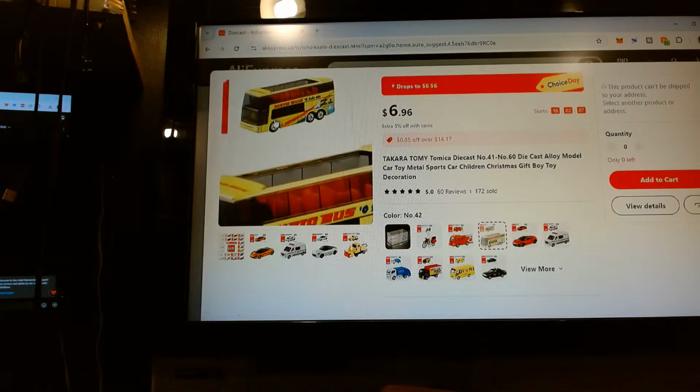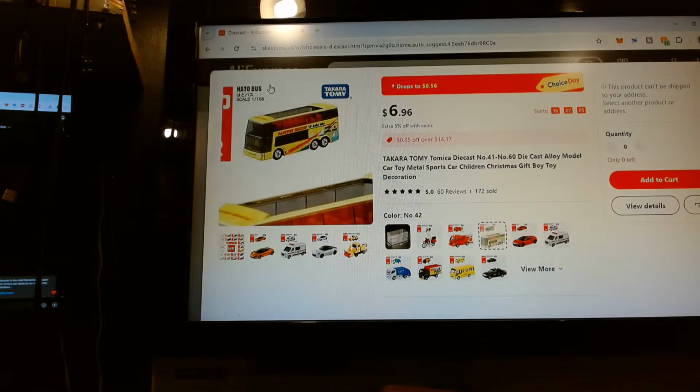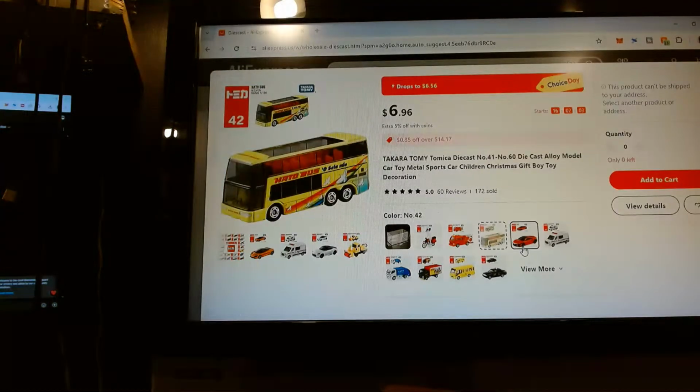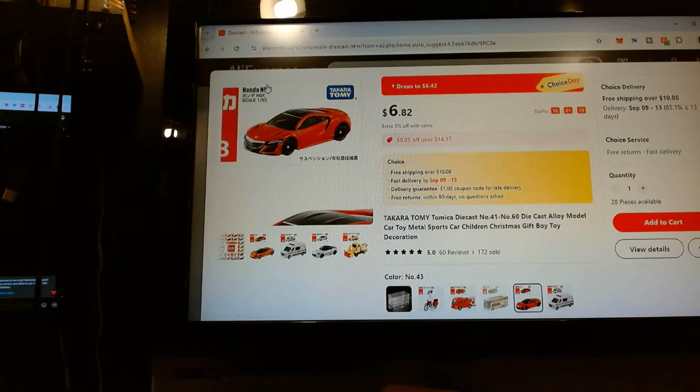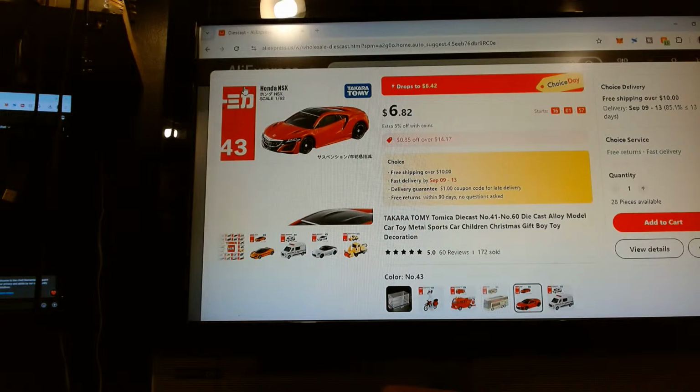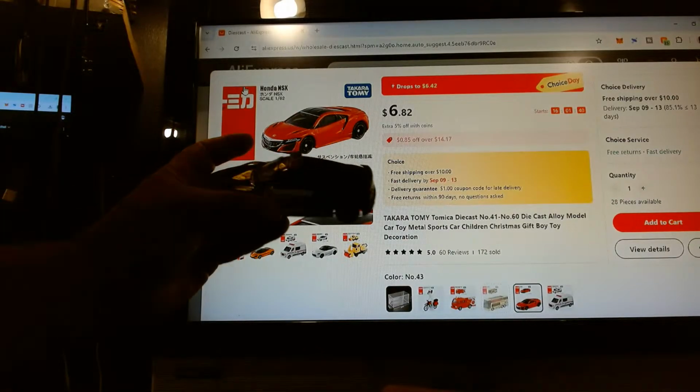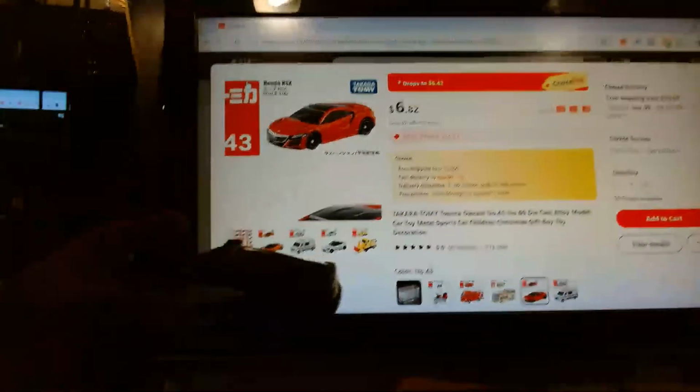So again, when you're dealing with this stuff, keep in mind now this is a bus, right? 1/56 scale. So they're not all going to be the same scale. Okay. If you look at this Honda NSX, 1/62 scale. Now think about these scales too. For example, this is a 1/24 scale. 1/24 scale. Again with the lighting.